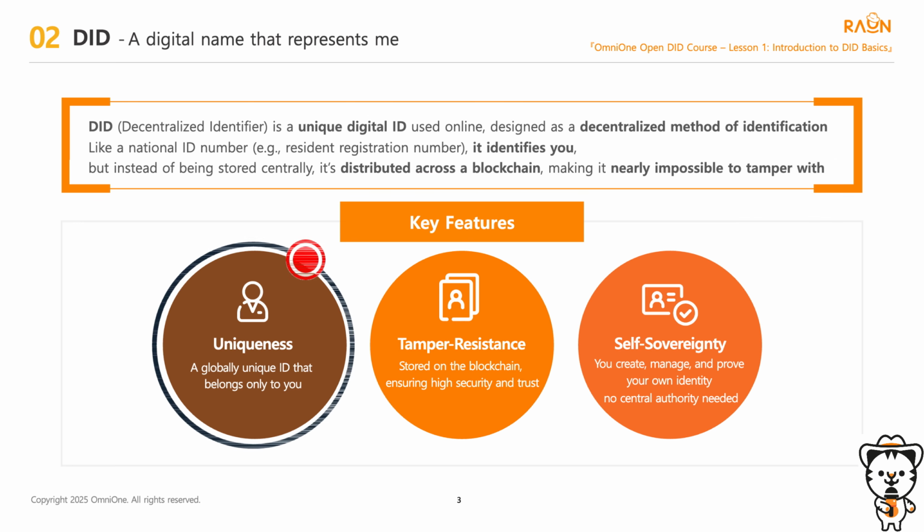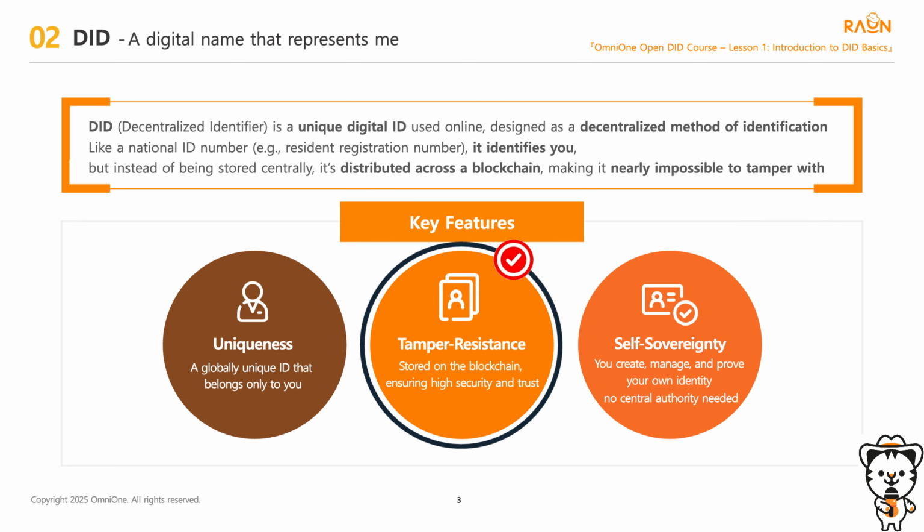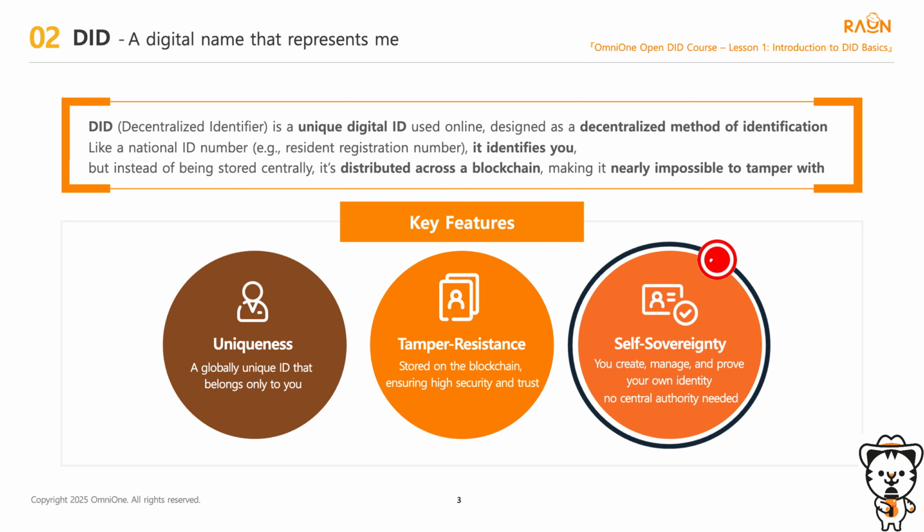Some key features include: it's globally unique, only one per person. It's tamper-proof due to being stored on the blockchain. And it supports self-sovereign identity, meaning you create it, you manage it, and you prove it. So, how does a DID actually work in the digital world?